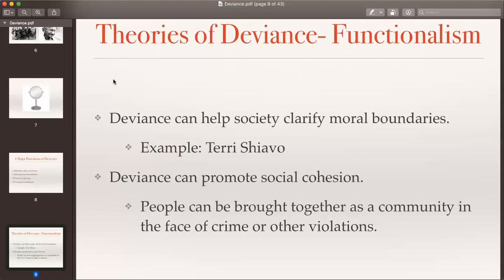Well, it turned into a huge lawsuit because her parents didn't agree with that. But as her husband, he had the right to power of attorney. He had the right to make that decision.